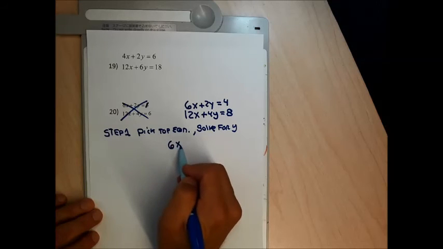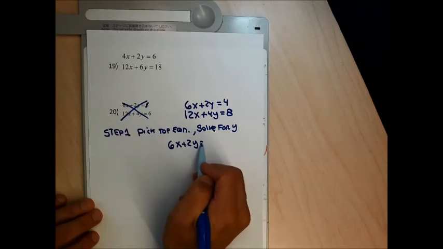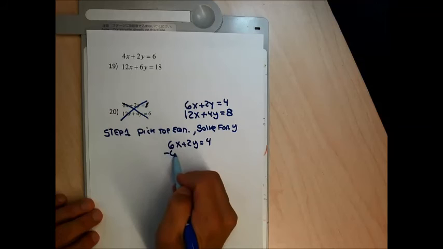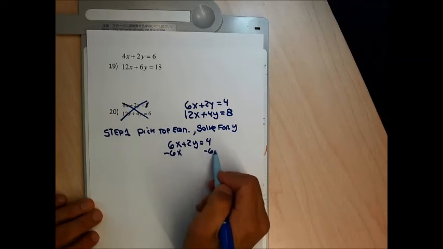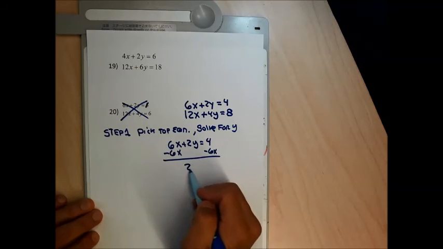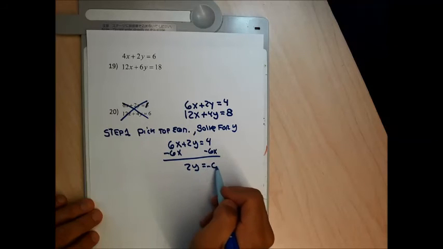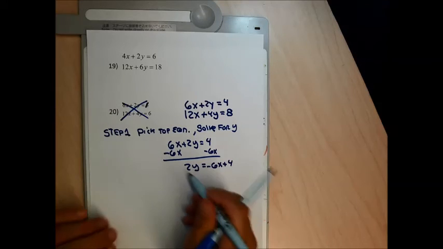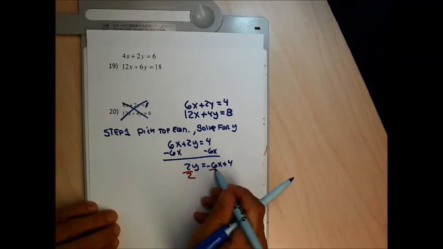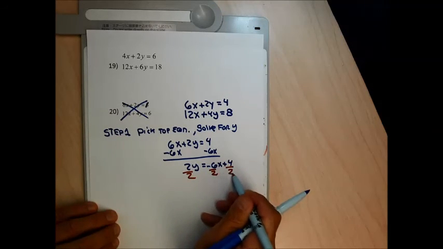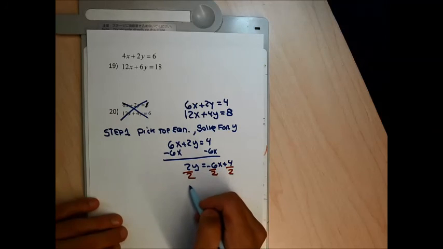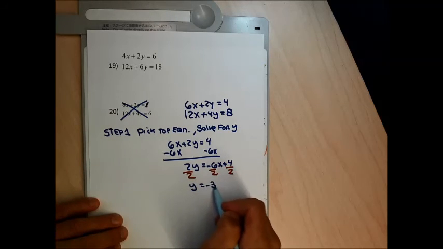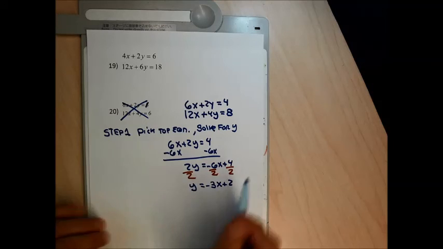So I'm going to get 6x plus 2y equal to 4. I'm going to minus 6x from both sides. That's going to give me 2y equals minus 6x plus 4. And then divide by 2, divide by 2, divide by 2. And I'll get y equals negative 3x plus 2.